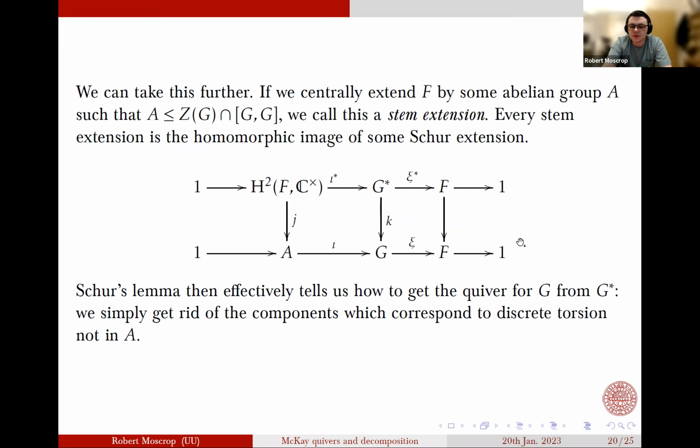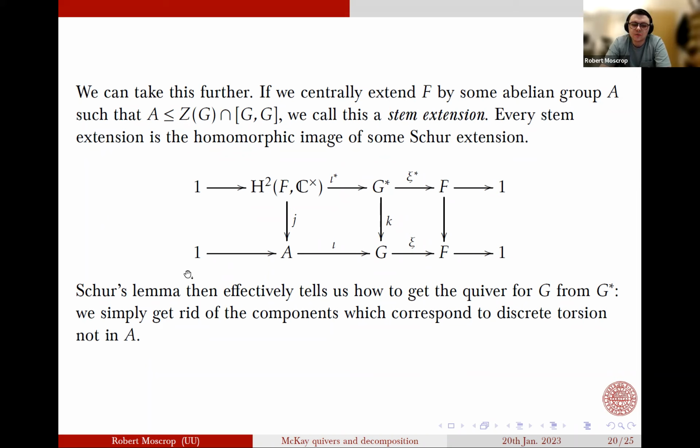So these are the extensions on the bottom here, such that A will now lie in the center of G and the derived subgroup of G. And then it's a standard result in this representation theory that any stem extension is the homomorphic image of some Schur extension. So you can set up these two Schur exact sequences, and these things down here are just going to be standard commutative diagram maps. And then what this basically tells you, through Schur's lemma, is how you can obtain the quiver for this bottom one from the top one.